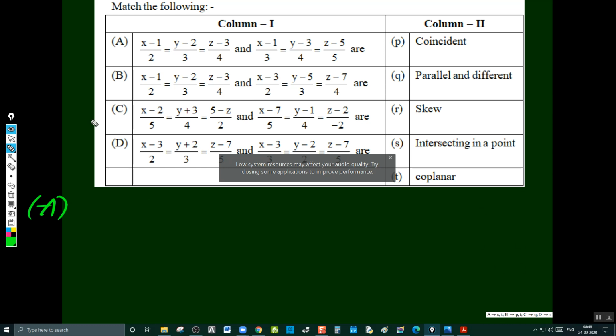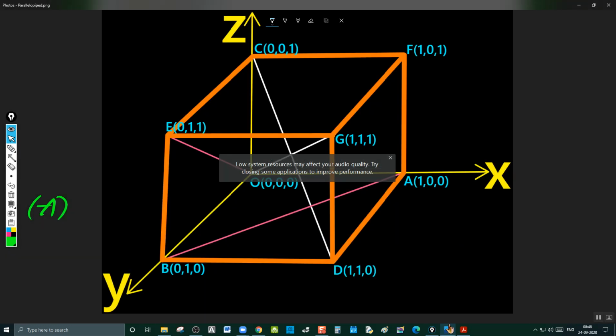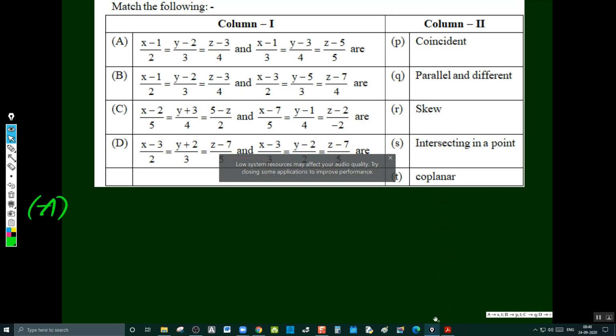Just a moment please. Here it is showing to close the applications, so otherwise the audio will become slow. It's giving instructions. I closed it.